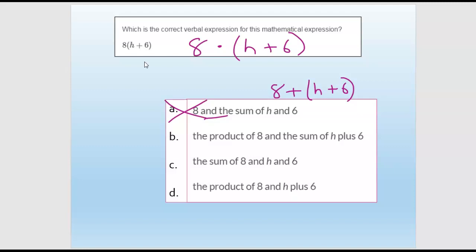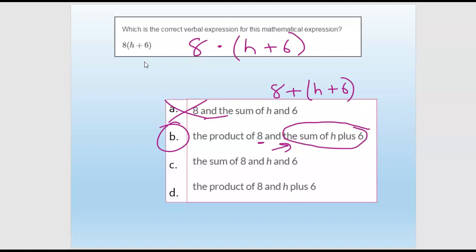How about B? The product of, that means multiply, the product of 8 and the sum of h plus 6. That indicates that the sum of h plus 6 is a separate thing. It's 8 times that thing. I think that's what we're going for here.